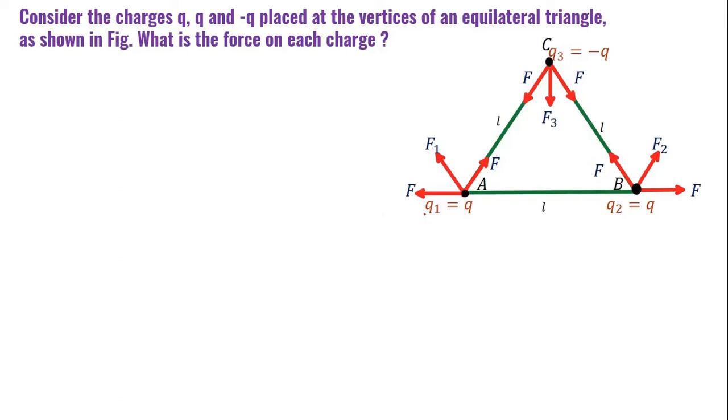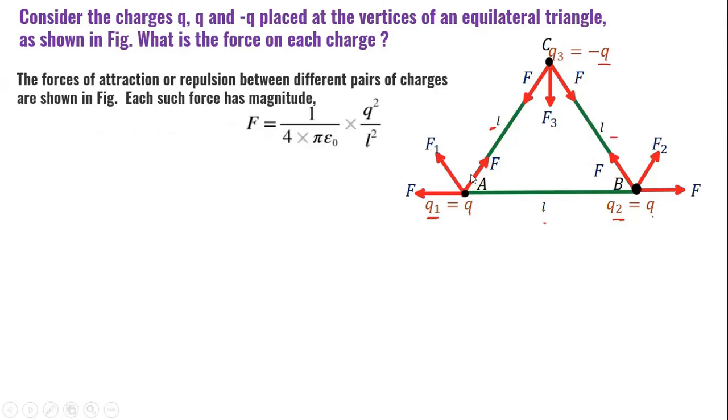For simplicity, we have taken Q1 as the charge at A, Q2 as the charge at B, having magnitudes positive Q and positive Q, and Q3, which is placed at point C, has a magnitude of minus Q. They are placed at the vertices. Now, for the equilateral triangle, the sides are L, L and L. Next, the forces of attraction or repulsion. Now let us see the force acting on the point charge placed at A.